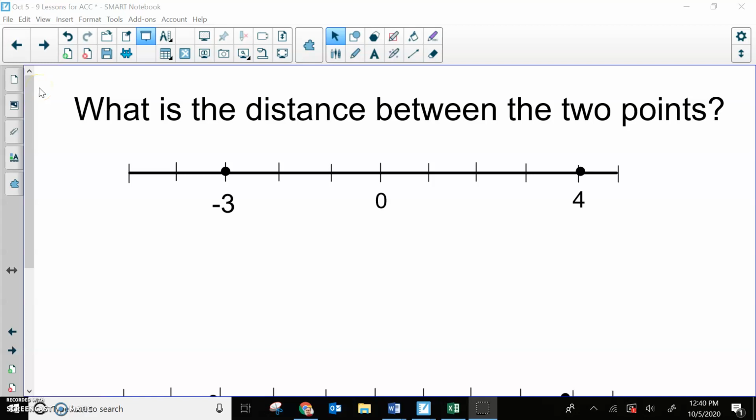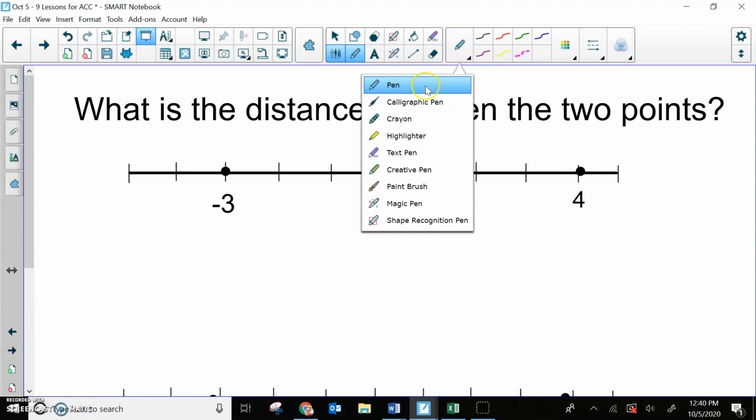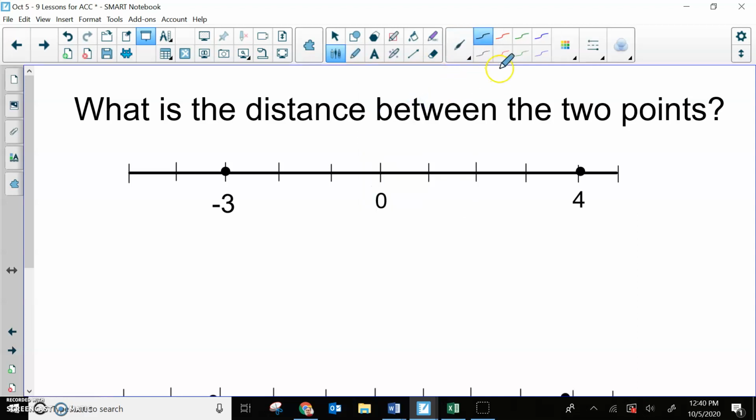I wanted to create a very short video on writing the absolute value equation to find the distance between 2 points. The points could be on a number line like we see right here, or on a coordinate grid, which we'll take a look at in just a few minutes. In this problem, it's asking us the distance between the 2 points. I know the answer is very obvious and pretty simple, but what we want to do is create an equation that will solve this.